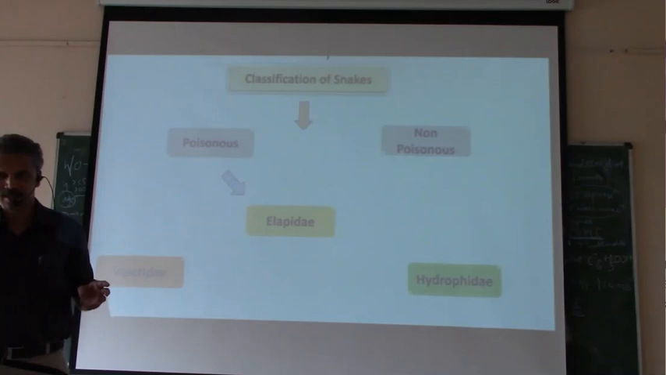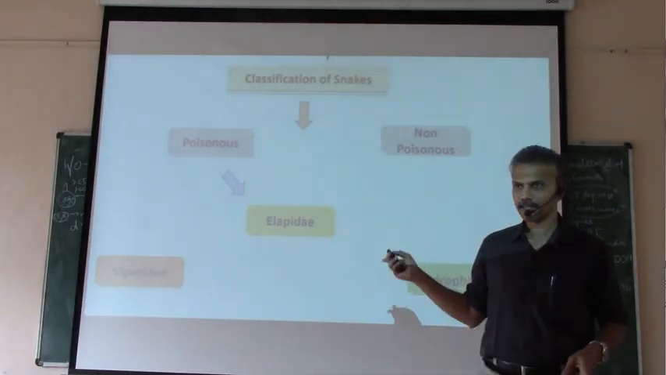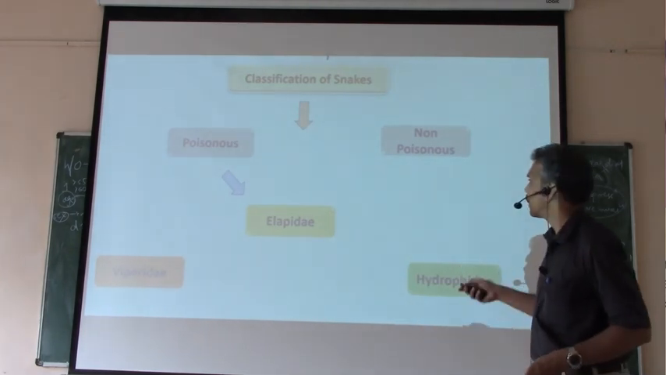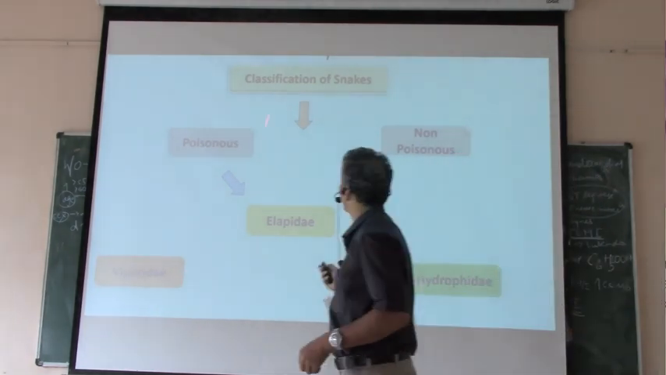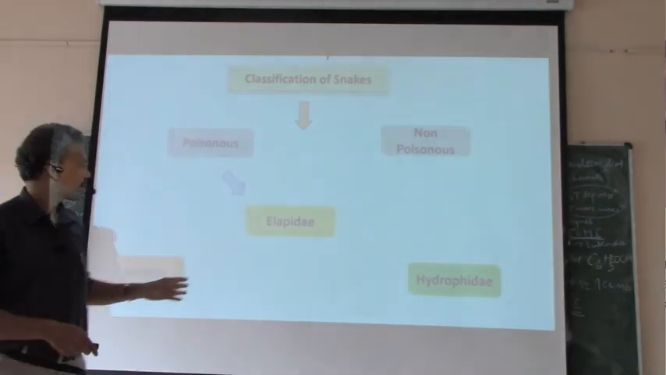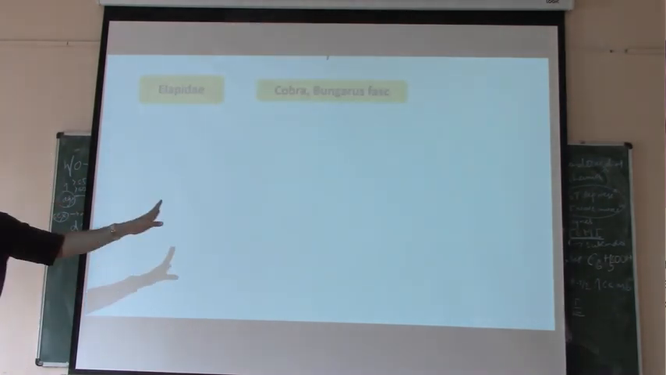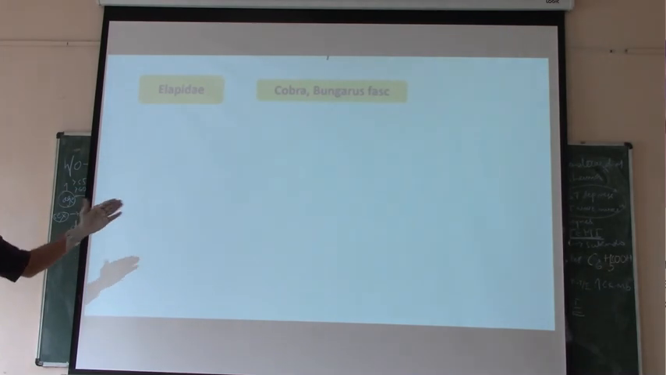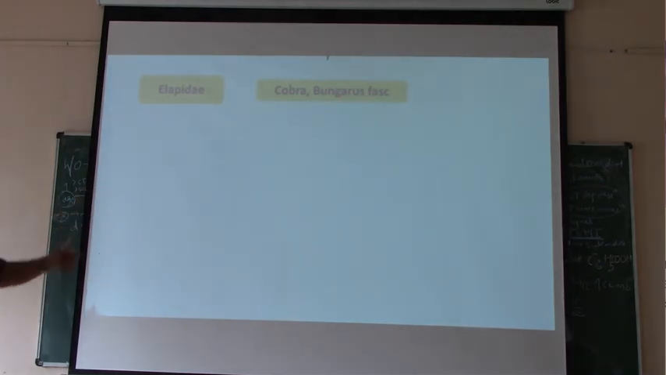Elapidae, Viperidae and Hydrophidae. Hydrophidae, as the name suggests, are mainly sea snakes. We have one remedy which is prepared from the sea snake. I will go into the details a little later. For the time being, this is how the classification of snakes is done. Under Elapidae, we have two very important remedies coming from our materia medica. One is king cobra or Naja, and the second very important remedy is Bungarus. These two remedies are prepared from Elapidae.